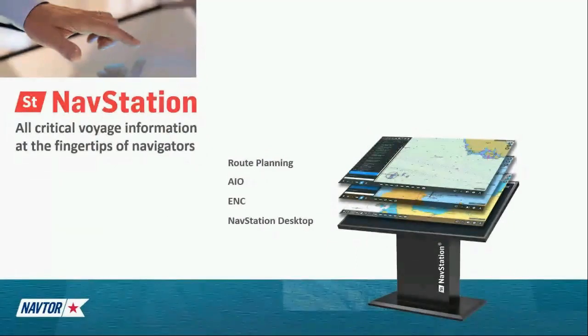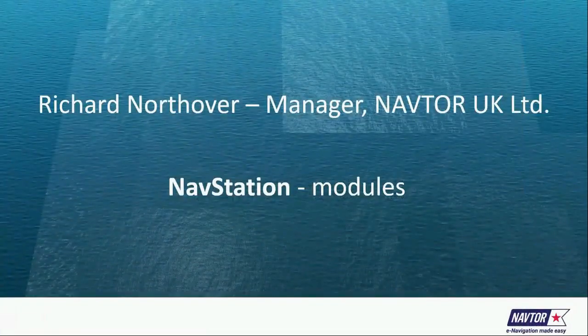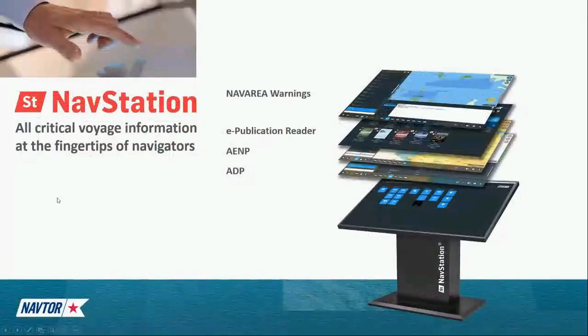So from that, I'm now going to move on, and I'm going to show the NavStation modules. Well, the modules we've selected today to be able to show are the Navarea Warnings, the e-publication reader, the Admiralty electronic navigational publications, which is the sailing directions, and the ADP. And the reason we're going to show this today is it builds a simple configuration for NavStation. And for our next webinars, we're going to concentrate on the higher level functions which source data from all of the layers we've talked about today.